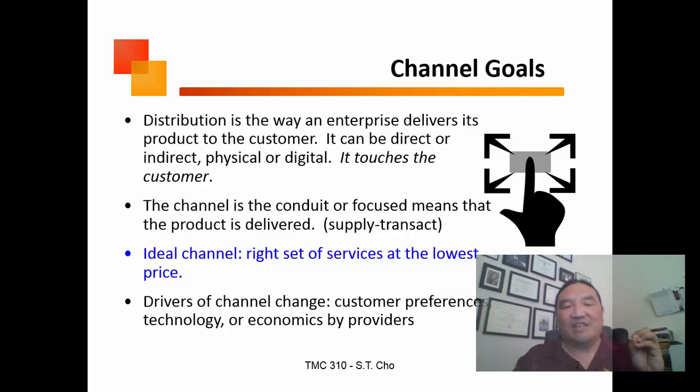And what changes channels? Well, how do my customers want things delivered? For example, for many, many years, and actually decades, people liked ordering from the Sears catalog and getting it mailed to them. Then the internet came along, and all that went away.